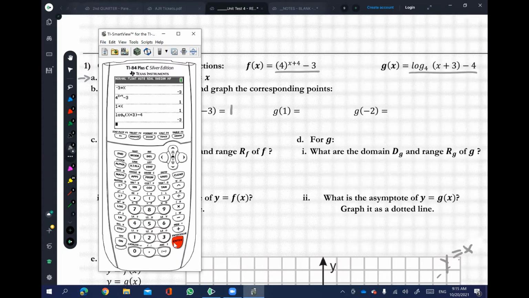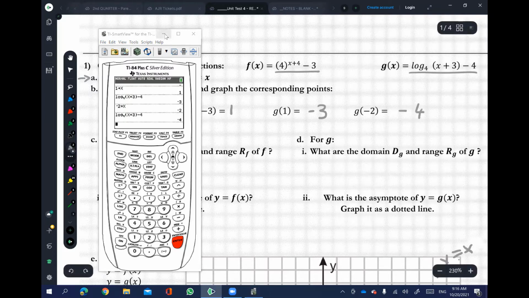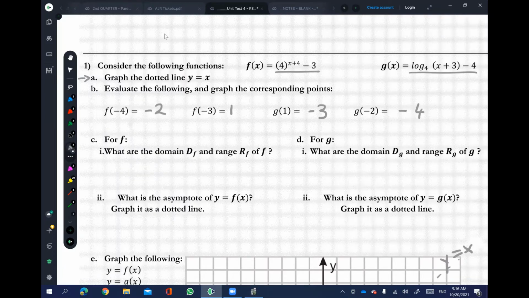And I've got -3. And finally, I'm going to store -2 into x. I'm going to scroll up to recall the same formula for g of x. And I press enter. I've got -4. That's all there is to it.